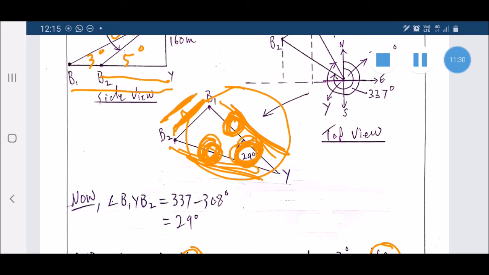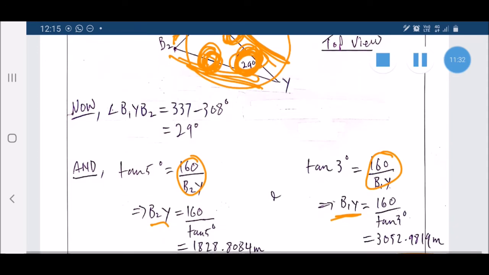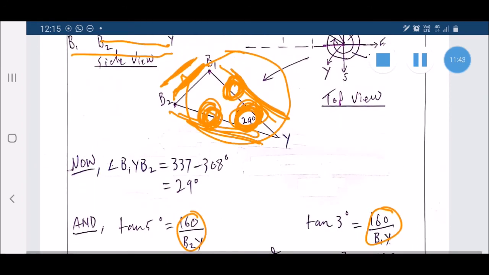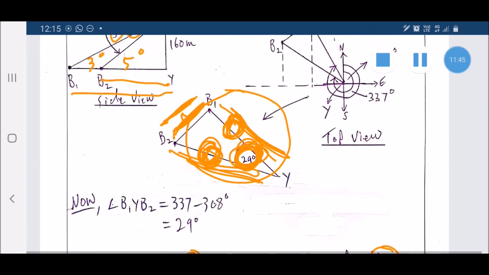the cosine of the angle between them. All right, which is exactly what I've done here, and you get 1,702.55 meters, which is the distance between the two buoys, i.e. the side length B1, B2.